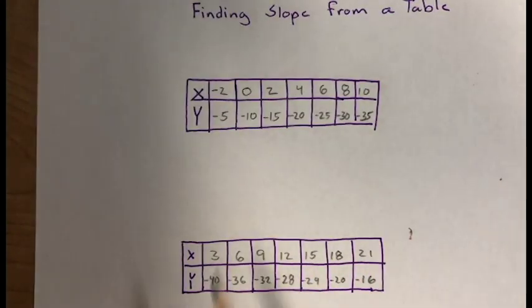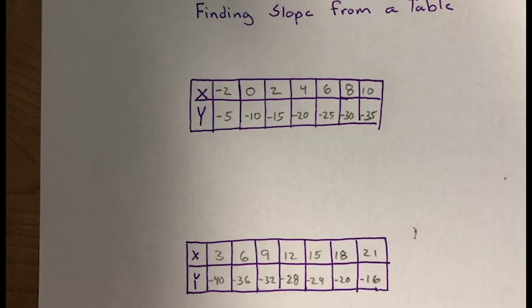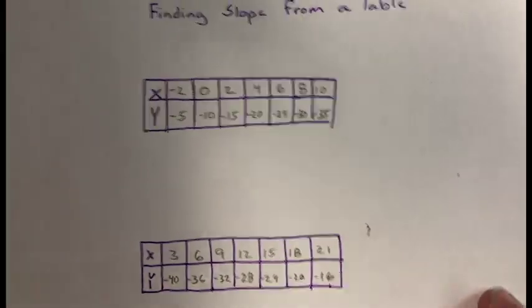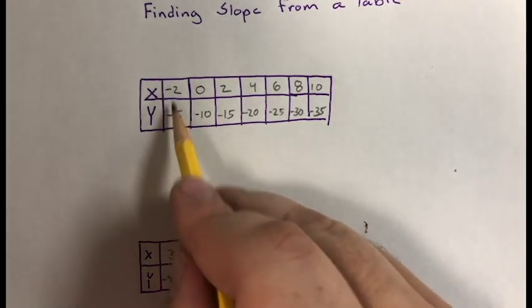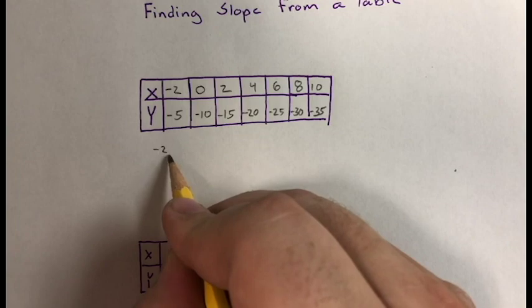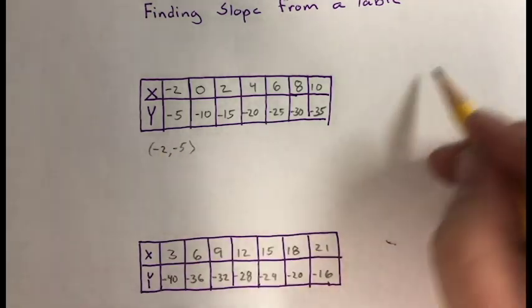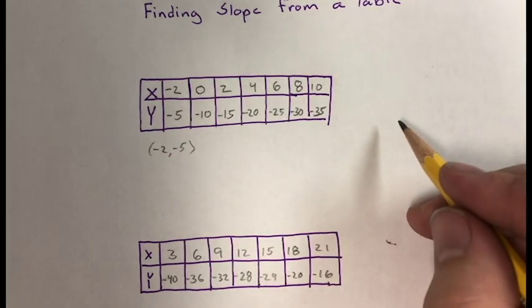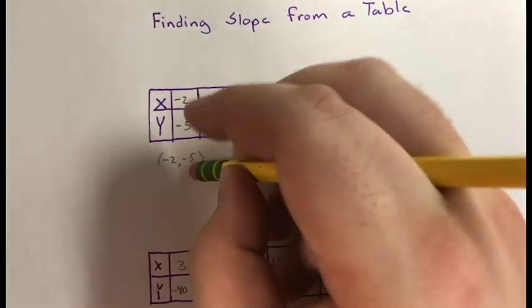So take a moment, pause the video if you need to put these numbers in your table, and then we're going to find the slope. So there's a couple of ways that we can do this. One, we could take this and rewrite it as an ordered pair. So like this one right here, we could say (-2, -5). And then we could plot this on a graph, and then we can do just like we did a while ago. We can do our subtractions and find our slope. But there is an easier way of doing this.